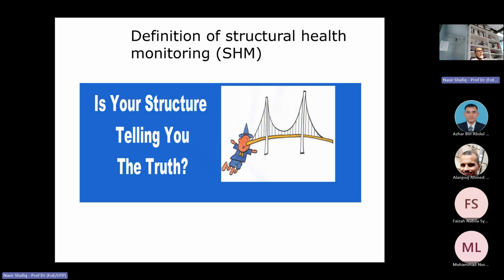So to find the truth of your bridge, because the answer is that in your physical inspection, you can get the physical condition like a human being. We have a stomach ache. What is the cause? Right? So that is being done after ultrasound or this, that. So this is the question, is your structure telling you the truth? If the structure is not telling, we have to find the truth. And that is the structural health monitoring.